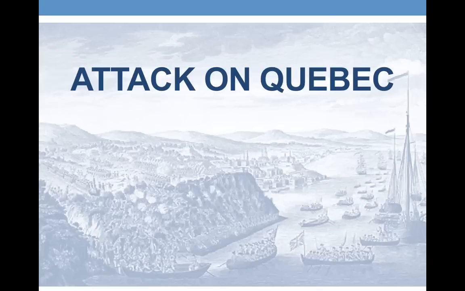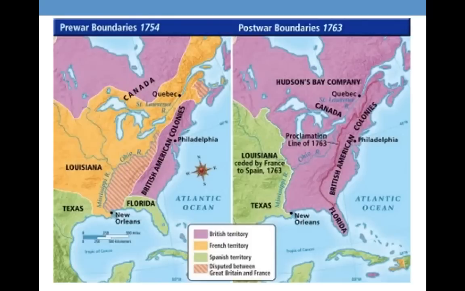We need to make sure that we remember that for our quiz. And you can see here on our map how things changed. Over there on the left, you see the pre-war boundaries, right after that first battle at Fort Duquesne. And you see on the right-hand side what the British win. This is the Treaty of Paris, which sums everything up.